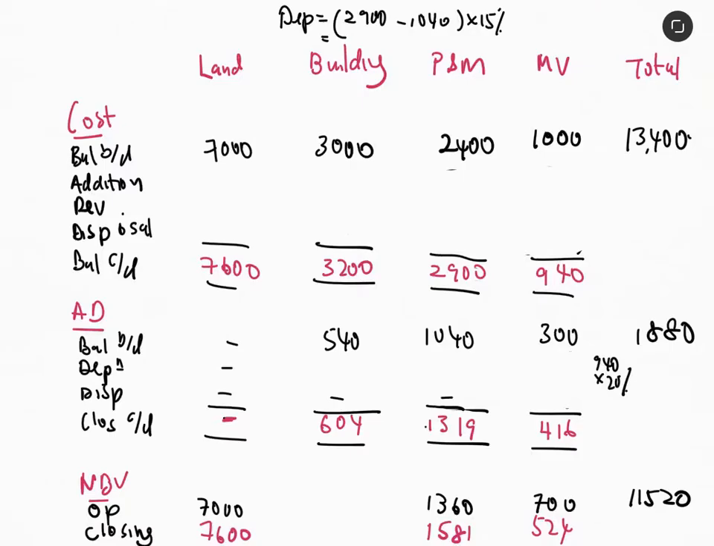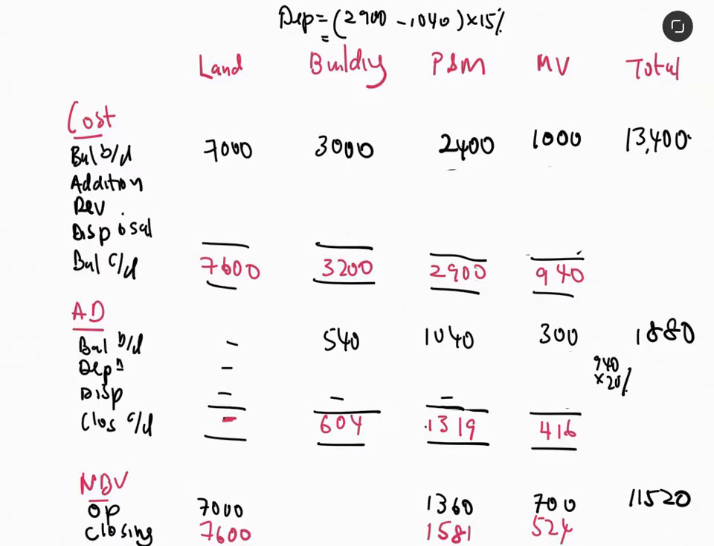This is my notes to the financial statement. How many assets are there? 1, 2, 3, 4. So you start with cost, accumulated depreciation, net book value. Cost, accumulated, net book value.